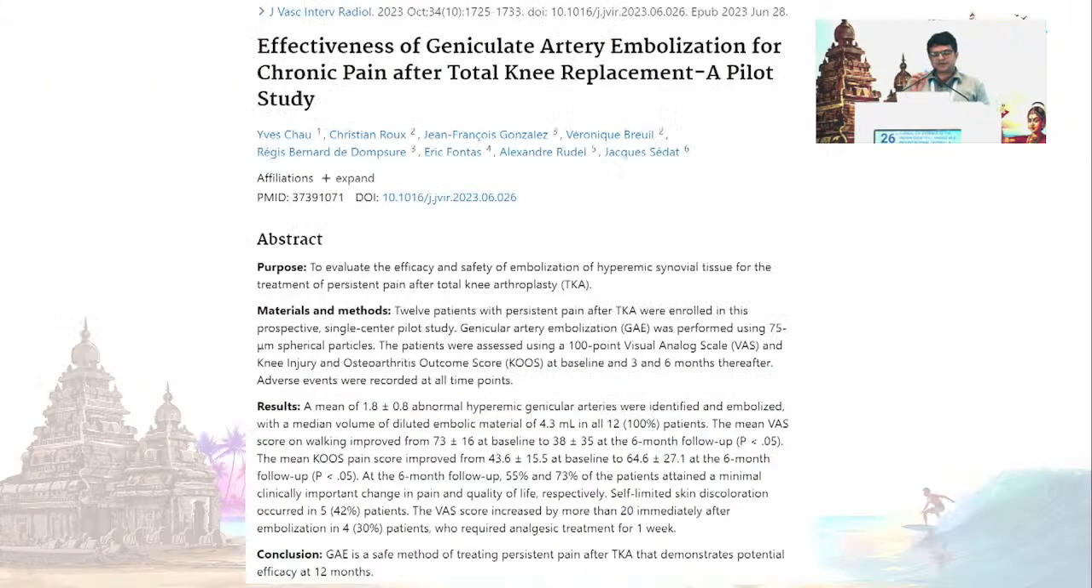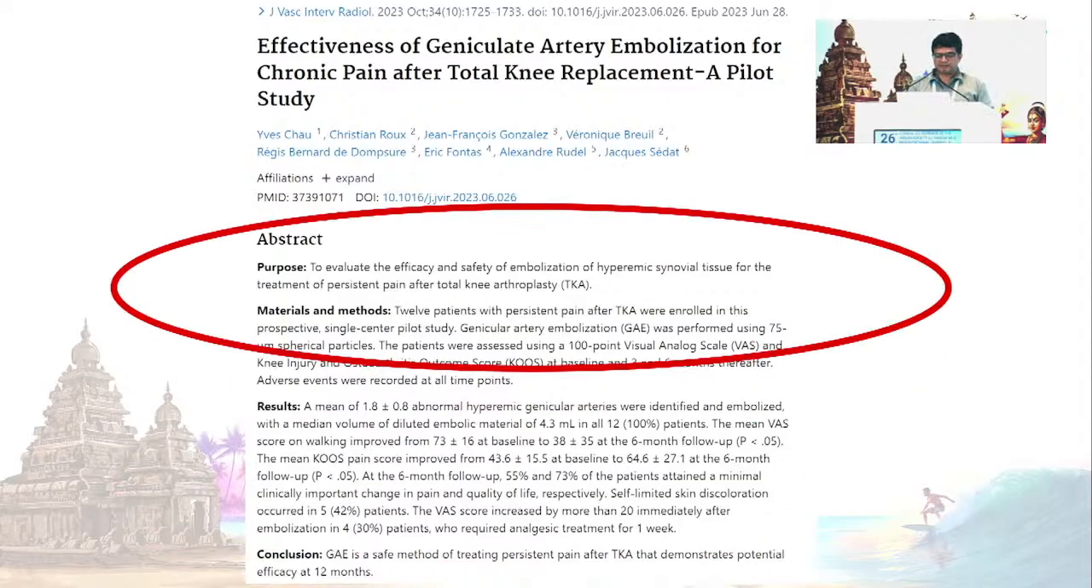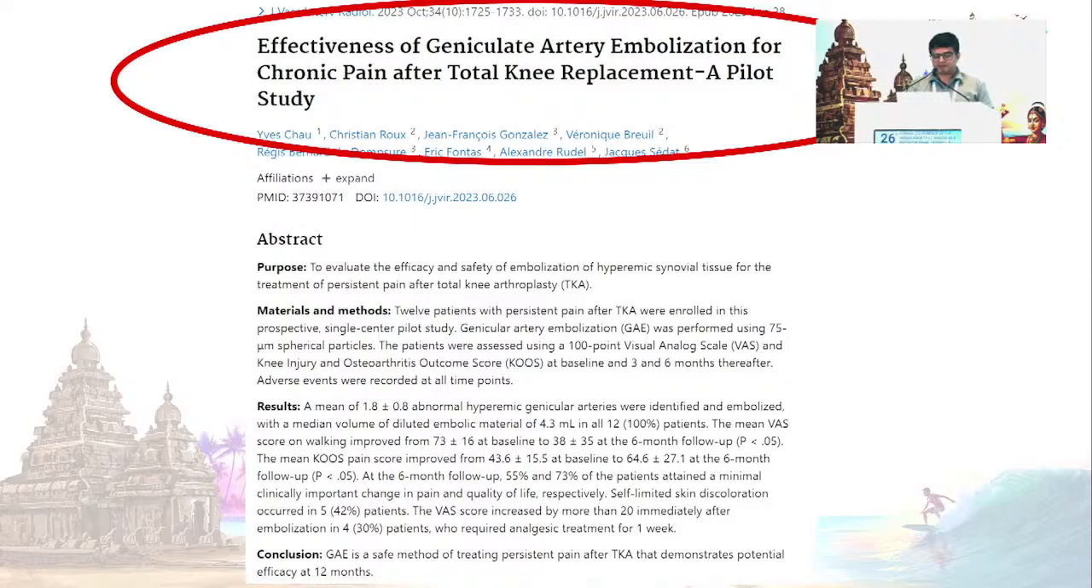Can we do genicular artery embolization after total knee replacement? Yes. We don't have to worry about the bone infarcts. We can embolize safely, and there is good pain relief after embolization.